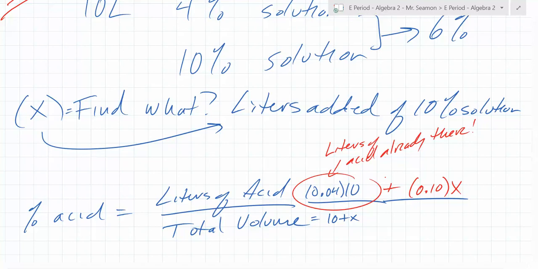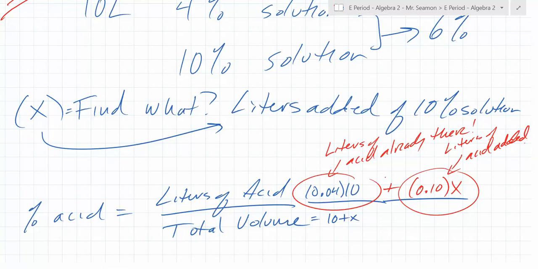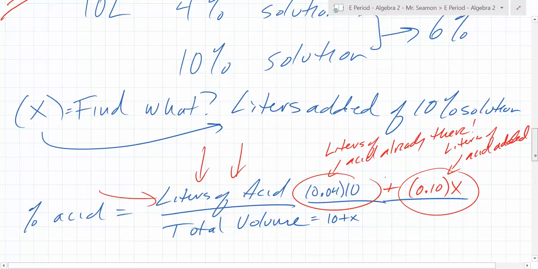So this right here represents the liters of acid added. So if we add the liters of acid that are already there, plus the liters of acid that we're adding in, we end up with the liters of acid overall in our new solution. Is that what we wanted? Yes. But what do we want the overall percentage to be?